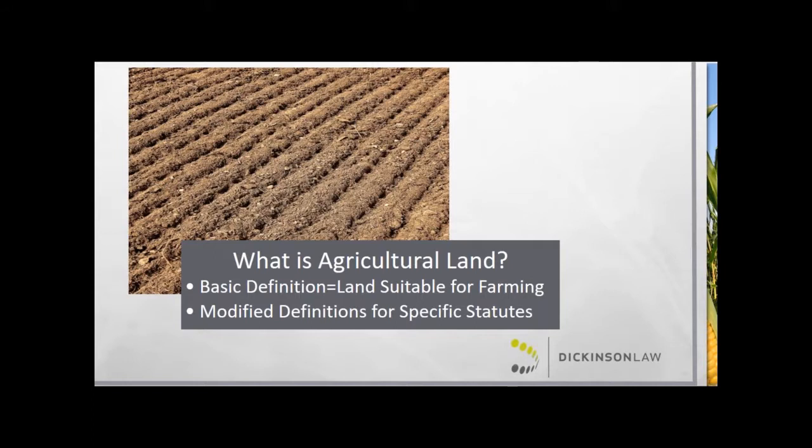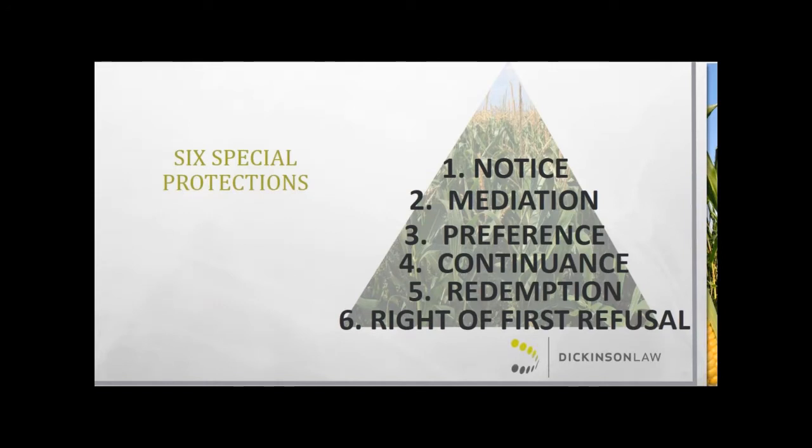It's important to recognize in the presentation that I'm giving today that agricultural land is most commonly defined as land suitable for farming. That's the basic definition in the code, but you will find that dependent upon the code section you're relying on, there might be specific modified definitions that you'll be looking at.